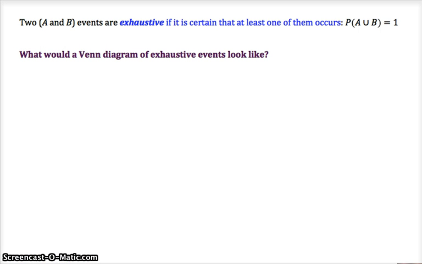All right, what if we had exhaustive events? Exhaustive events means that when you find the probability that one or the other one happens, it has to be 100% total. So it's kind of like saying the probability that A doesn't happen means we're talking about the exact same possibilities as B happening. So between A and B, we will represent the entire sample space. Venn diagram of exhaustive events.